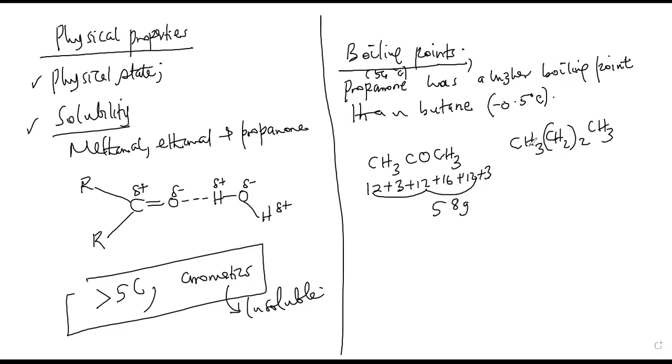The same applies here. Carbon is 1, 2, 3, 4. So this is 48 plus 3, 4, that is 7, then 10, which gives 58. But we want to see, why is it they have the same molecular mass, but why is it that propanol has got a higher boiling point compared to butane?